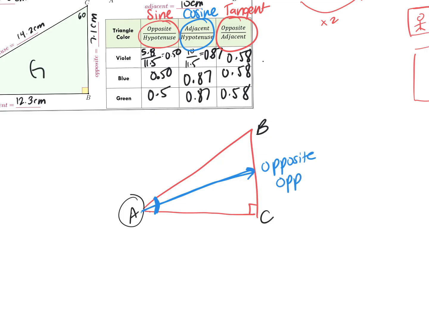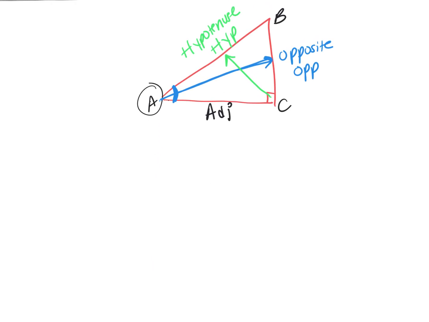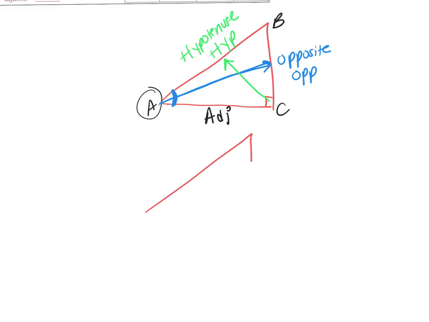This side across the 90-degree angle is always called hypotenuse. We can abbreviate it HYP. And whatever's left is adjacent. I like to label adjacent last so that I don't get it confused. Okay? But let's say we were working with angle B instead.